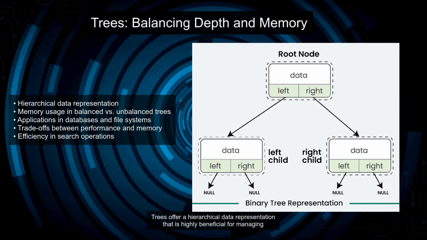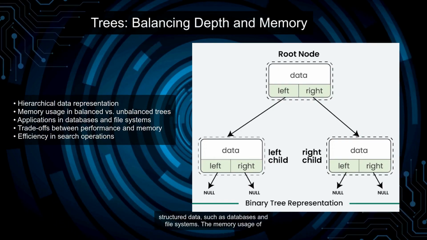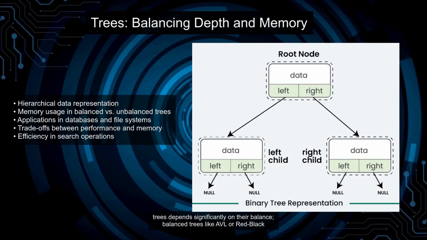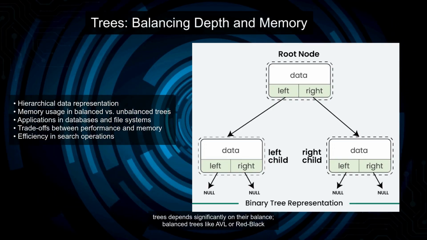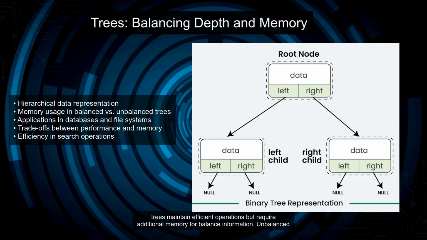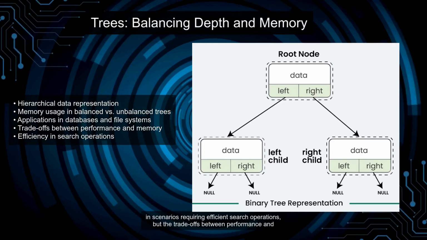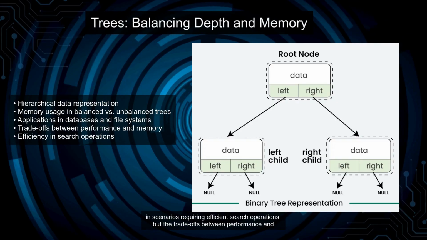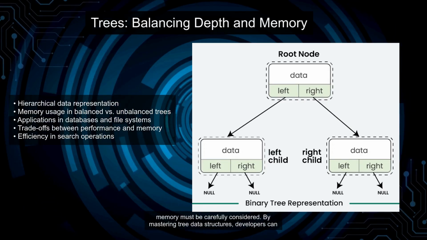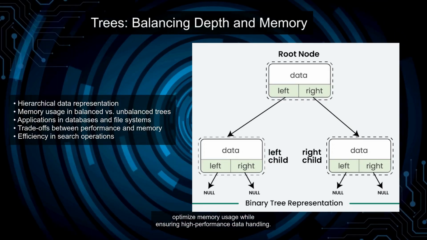Trees offer a hierarchical data representation that is highly beneficial for managing structured data, such as databases and file systems. The memory usage of trees depends significantly on their balance. Balanced trees like AVL or red-black trees maintain efficient operations but require additional memory for balance information. Unbalanced trees can lead to inefficiencies in both memory and performance. Trees excel in scenarios requiring efficient search operations, but the trade-offs between performance and memory must be carefully considered. By mastering tree data structures, developers can optimize memory usage while ensuring high-performance data handling.